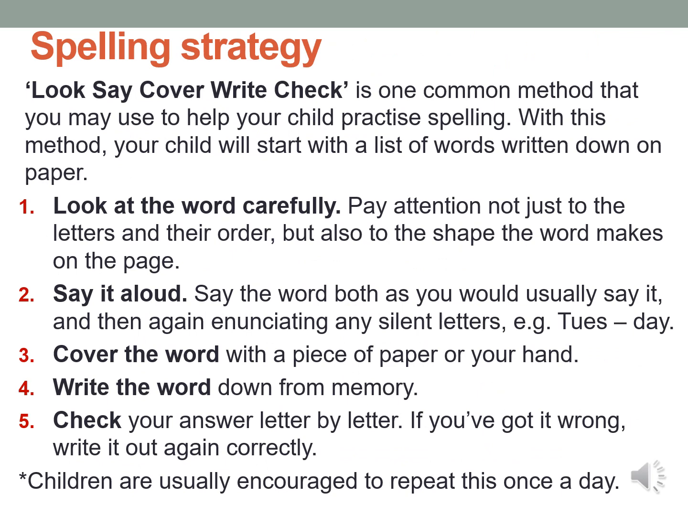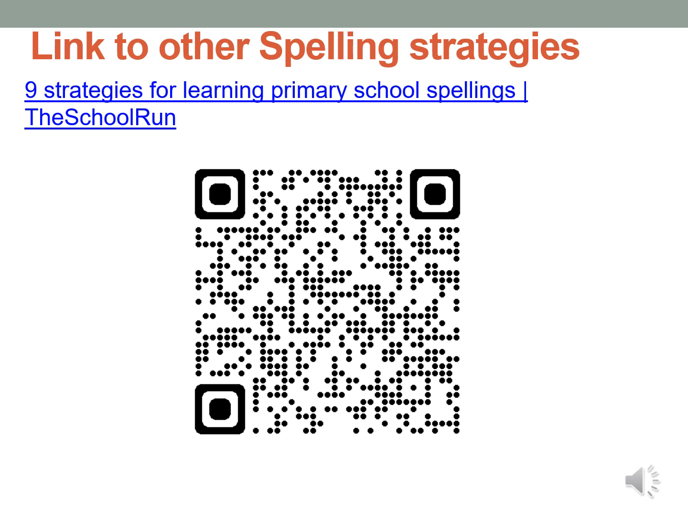Here is a spelling strategy that you may use to help your child practice spelling. It is the look, say, cover, write, check strategy. It starts with the child looking at the word carefully, after which the child says the word aloud. This is followed by covering of the word and then writing the word down from memory. The final step is to check the answer letter by letter. This is a link to other spelling strategies should you be interested to find out more.